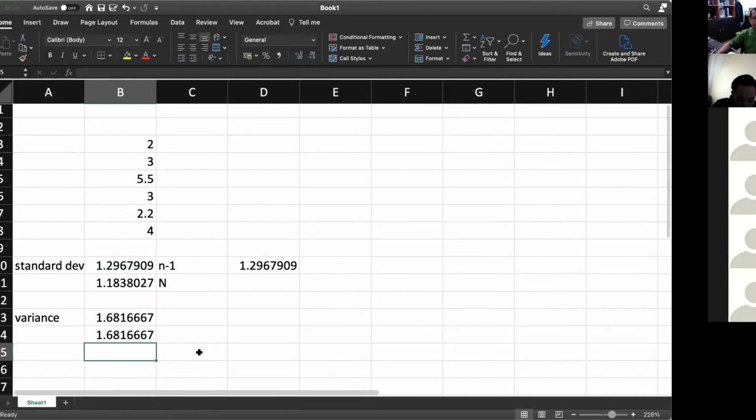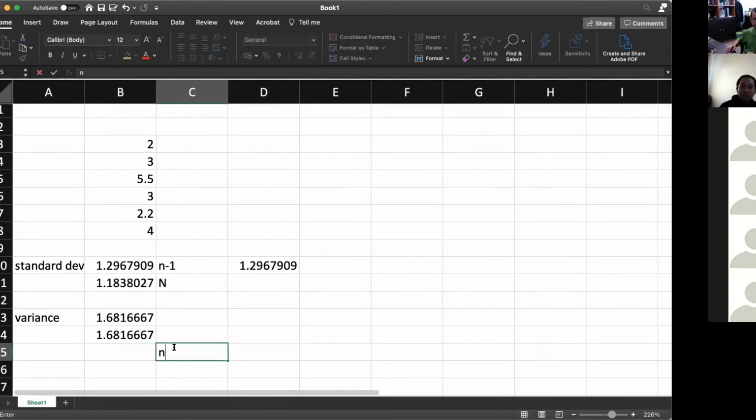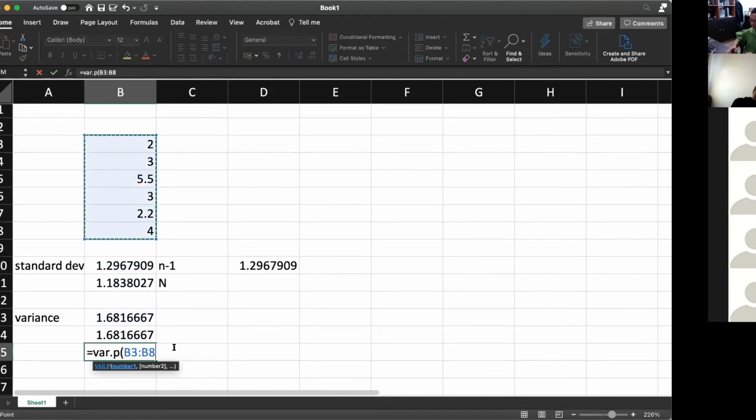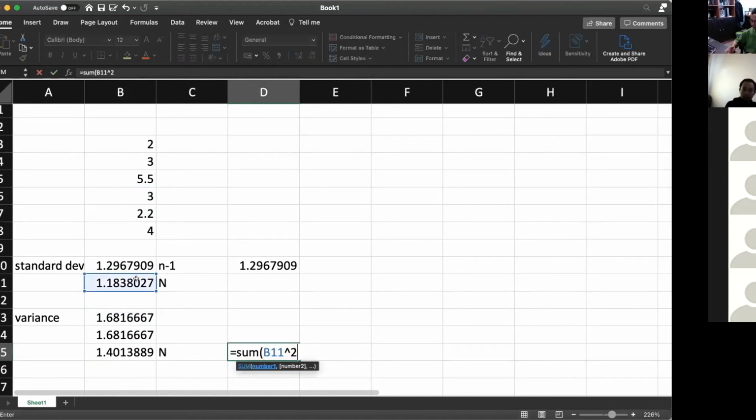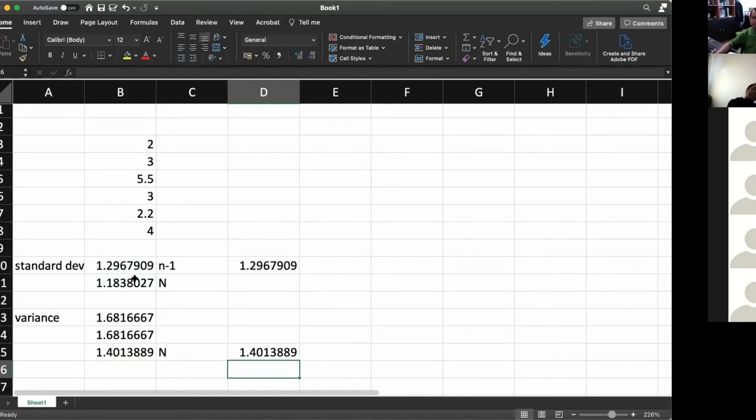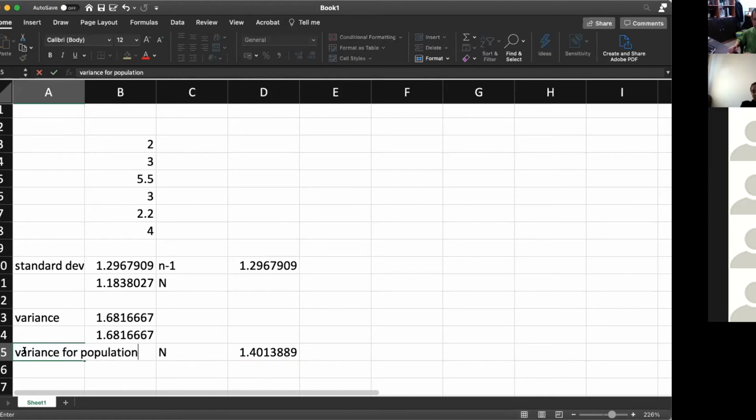Okay, this is for population. VAR.P is different. So the variance is the square of the standard deviation. So let's use that formula for N. The answer is the same. So this is the variance for population. This is the variance for sample.